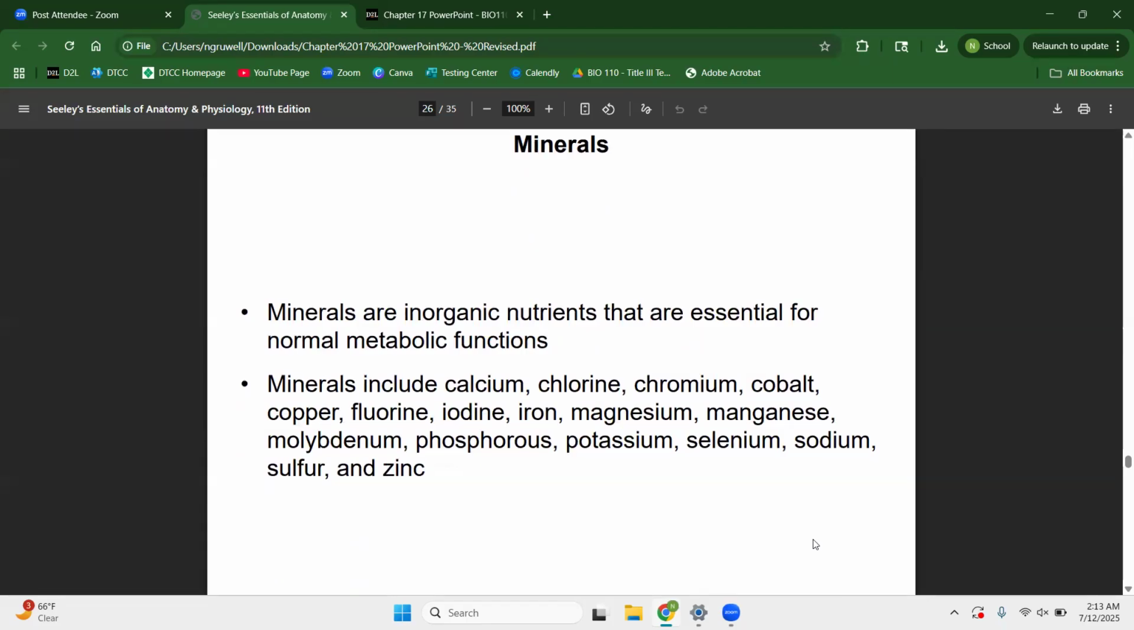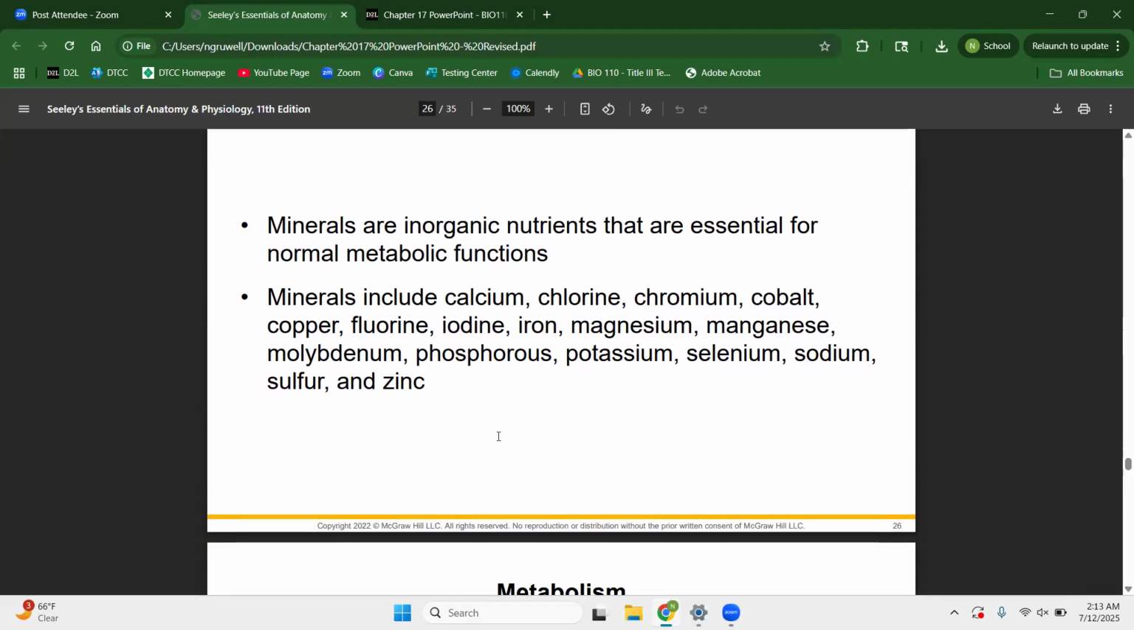Our next category here is minerals. These are going to be inorganic nutrients. So if you need a reminder on organic and inorganic, pop back over to our Unit 1 lectures. And so we have a lot of different minerals. So calcium, chlorine, chromium, cobalt. I'm not going to read all of these to you, but in a sense, if you find them on the periodic table, it's a mineral.